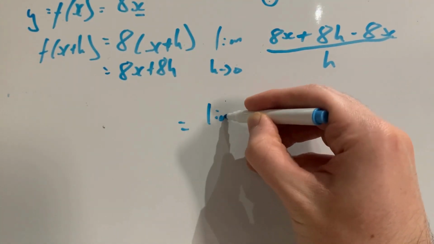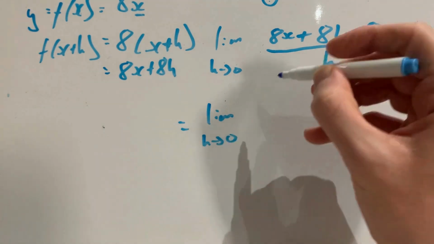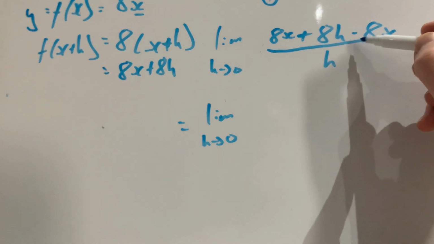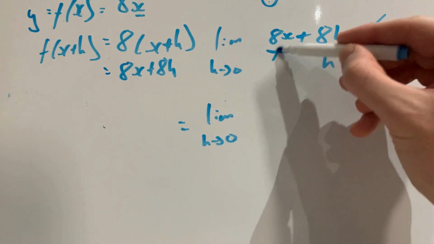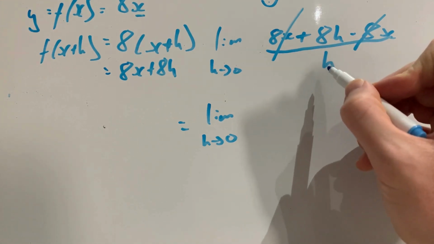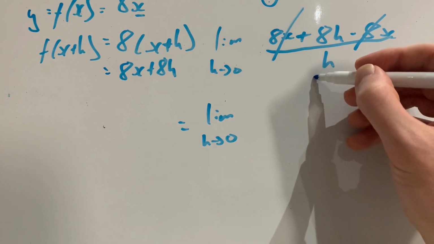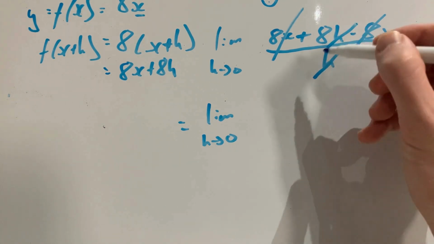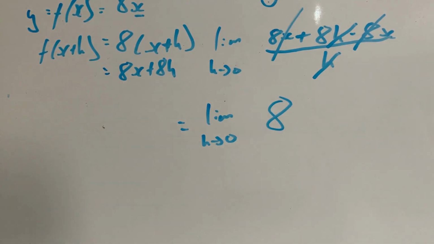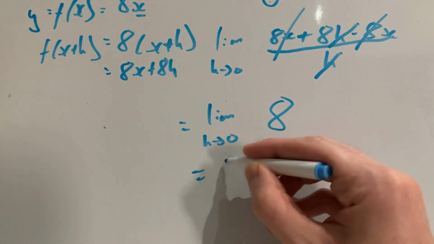And we can simplify that even more. So again, the limit as h tends to 0. We see up here that we've got an 8x here and an 8x here, and we're taking it away, so these are going to cancel out. So we're left with 8h over h. And again, the h's are going to cancel out here, and we're left with 8. So it's the limit as h tends to 0 of 8, and that obviously is just 8 because there's no h's.